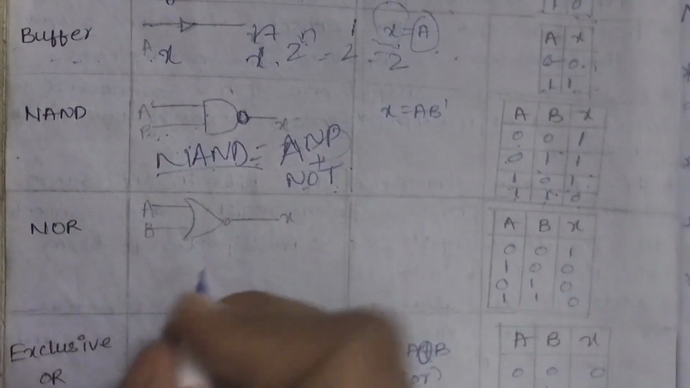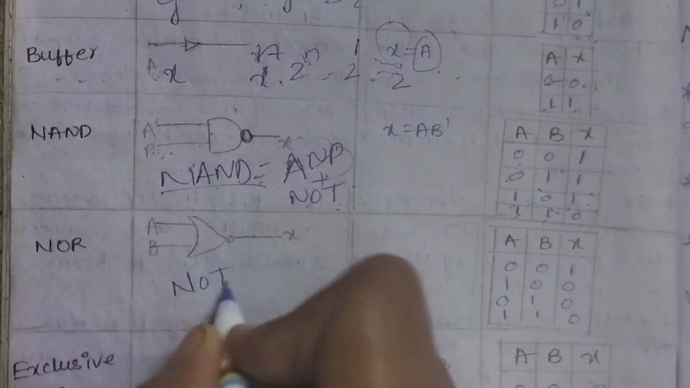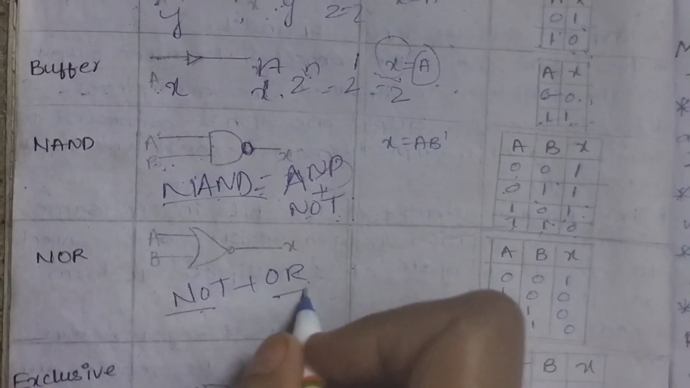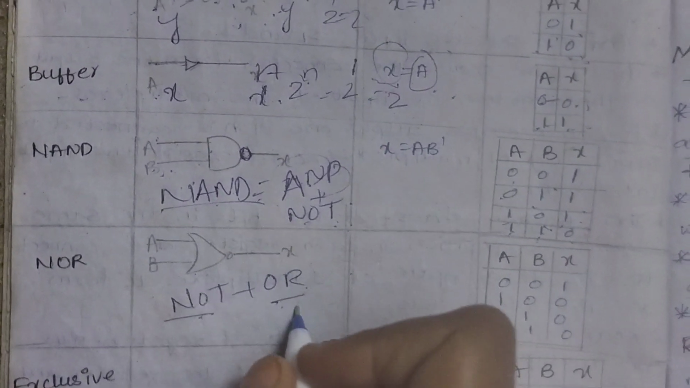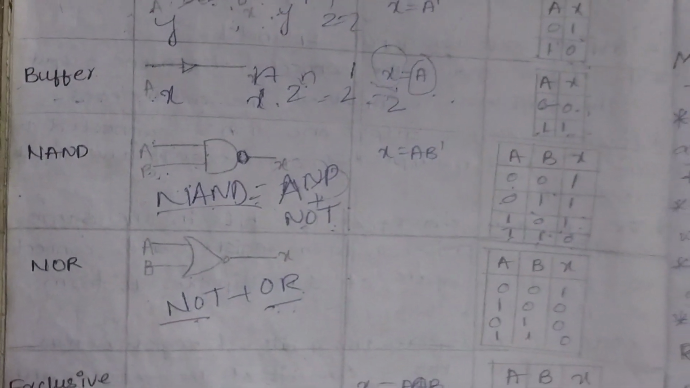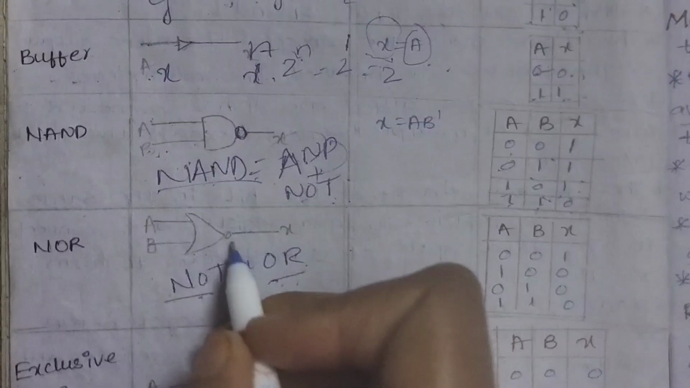NOR gate. It is a representation of NOT plus OR. NOT is the inverter. OR is the addition. These two together give us NOR. It is similar to the OR gate, but here an extra bubble is added.